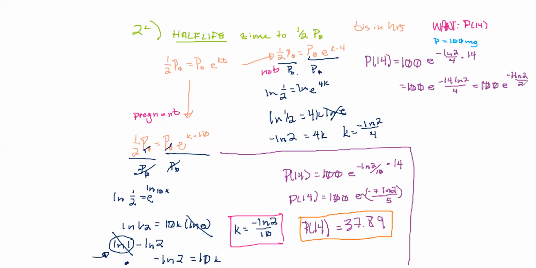That is equal to 100 e to the negative 7 ln2 over 2. Okay. If somebody would like to put this into a calculator to find what p of 14 is, while I explain how I got this.